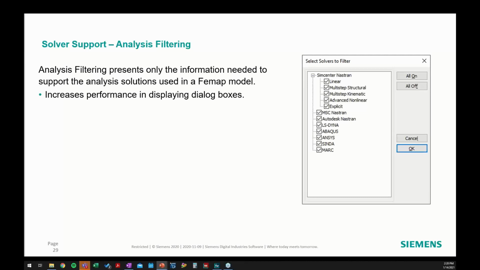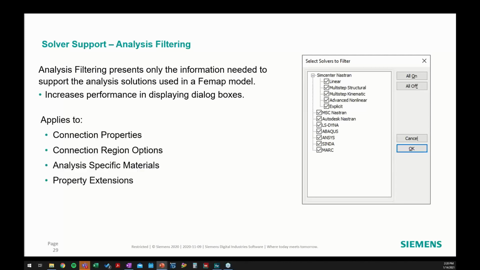It'll filter out all the specific ANSYS entries, so you can only focus on what you really need to enter for Nastran. Similarly, if you're only running a multi-step structural simulation, you can turn everything else off, and it simplifies things, and you don't have to process as many inputs and wonder, do I have to fill this out? It also increases the performance in displaying dialog boxes, and this applies to connection properties, connection regions, analysis specific materials if you have a 401 specific material for the new 401 solver, and also property extensions. And you can also set this in Femap preferences and in the Femap model file.